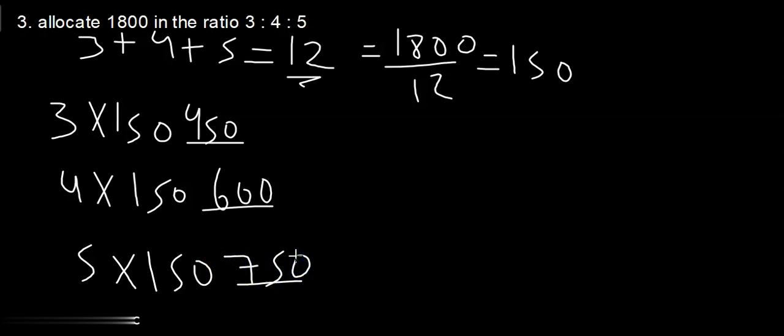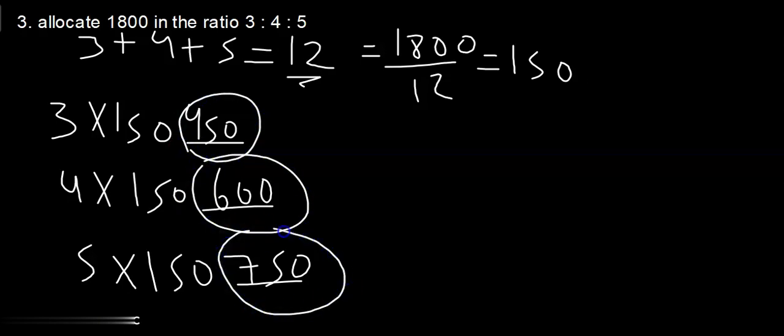So it says allocate 1,800 in a ratio of 3, 4, and 5. When you allocate them, you're gonna get 450, 600, and also 750. That will be your last answer. I want you guys to remember the steps. The first thing is to add them. Once you get this 12, you're gonna divide the 1,800, or whatever number you're gonna allocate, by the number you get from adding these ratios. And then after that, it's all about multiplying each one of them by the number you get, these 150.